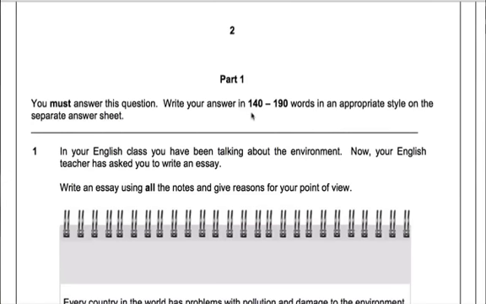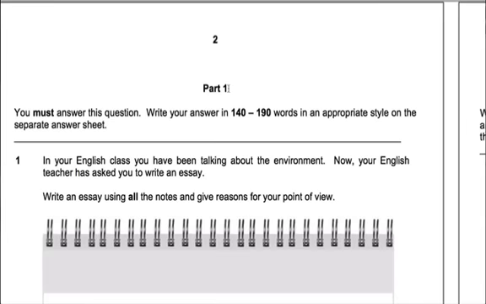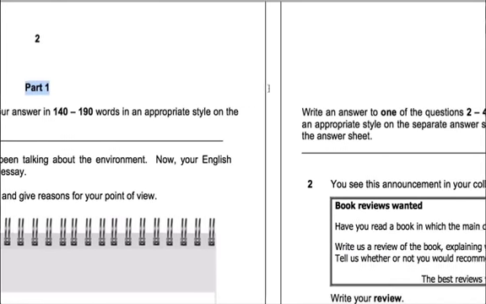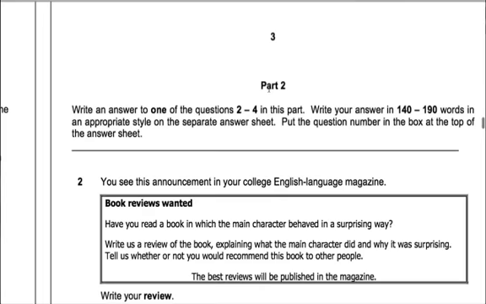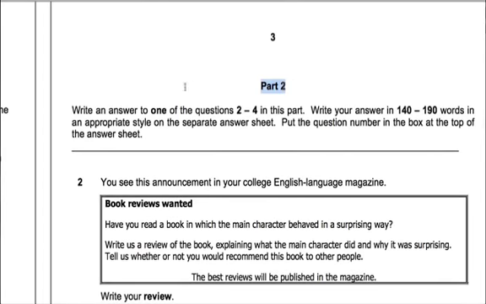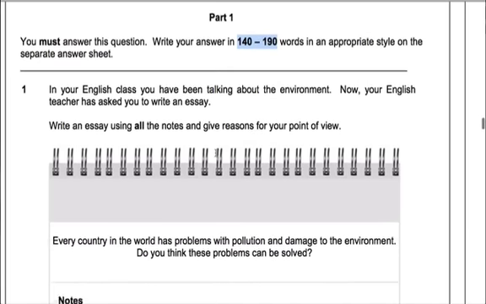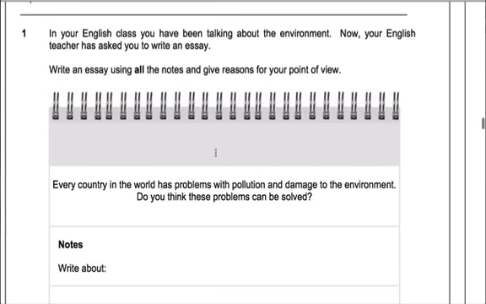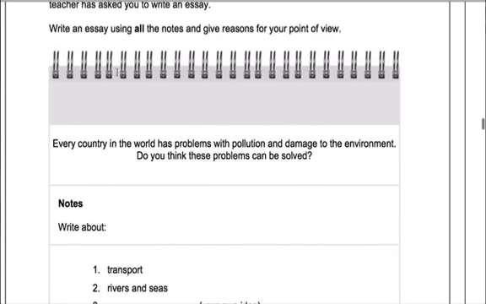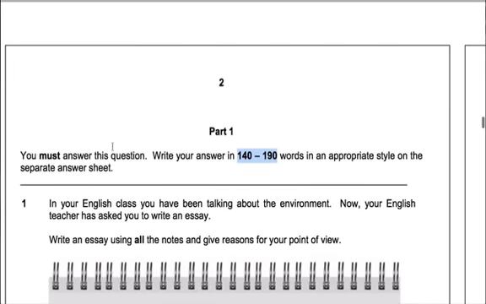Okay, here we're looking at the writing paper in the FCE 2015 Handbook, which you can download from the Cambridge English website. As we've already noted, there are two parts, Part 1 here and Part 2. Part 1 is an essay question which you must answer, and it needs to be between 140 and 190 words. The essay task has a similar format. It begins by setting the context for the essay. So in this case, it explains that you've been discussing the environment in class and your teacher has asked you to write an essay.